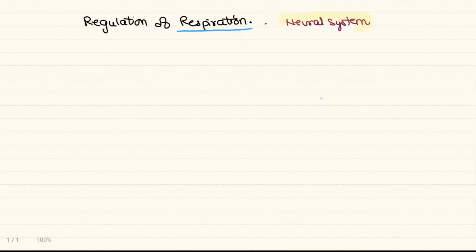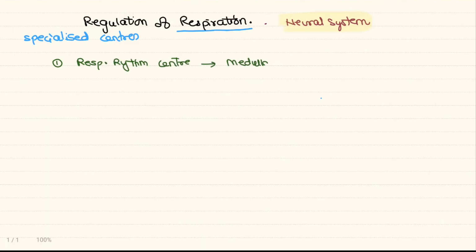Let's see the special centers which are required for the regulation of the respiration. The first center is the respiratory rhythm center, and this is present in the medulla oblongata. As the name indicates, the respiratory rhythm center helps in maintaining the regulation of the rhythmic activity of the respiration. To support the respiratory rhythm center, we have one more center called the pneumotaxic center. The pneumotaxic center is present near the pons varoli.